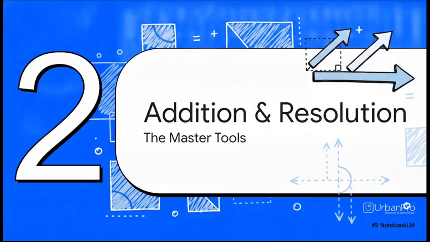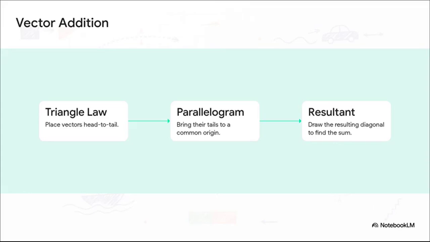Okay, moving on to Section 2, Vector Addition and Resolution, the master tools. Since ordinary math won't always cut it, how do we actually combine these directional arrows? Well, you can't just add 5 plus 5 if the forces are pointing in completely different directions. Instead, we rely on visual methods. With the triangle law, we basically just place vectors head to tail to find the resultant path. Or if you use the parallelogram law, you bring their tails to a common origin, complete the shape, and then draw the diagonal. That diagonal right there is your true sum.